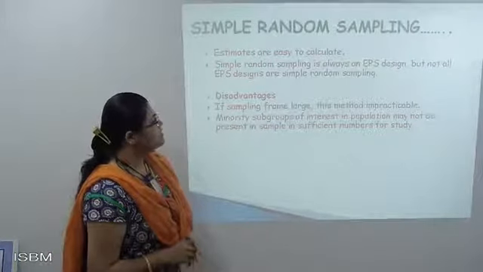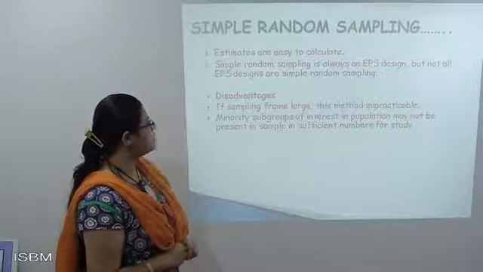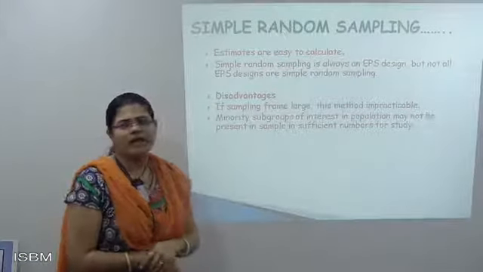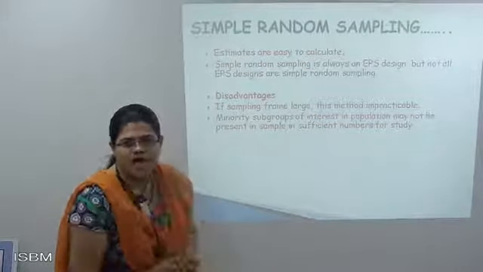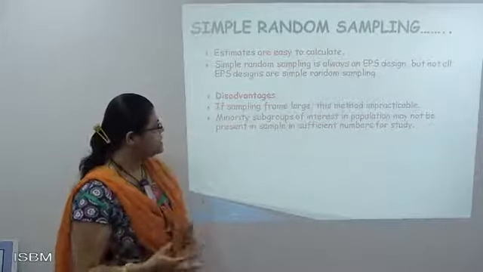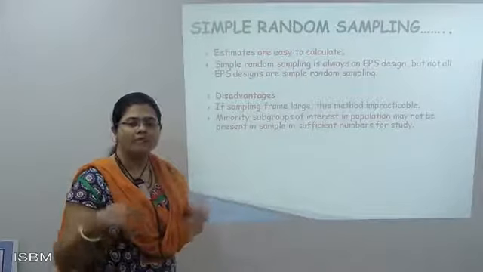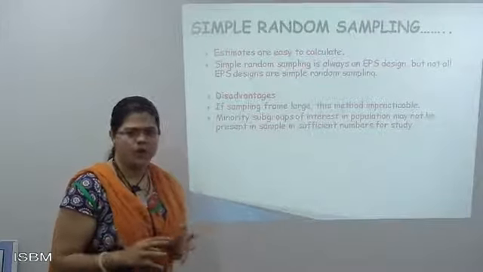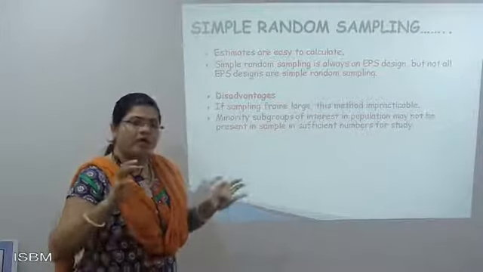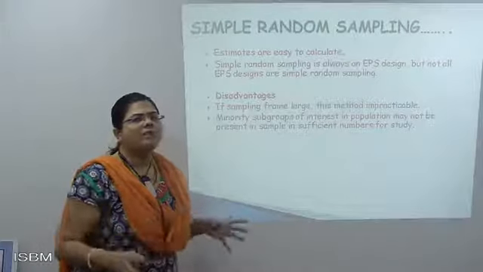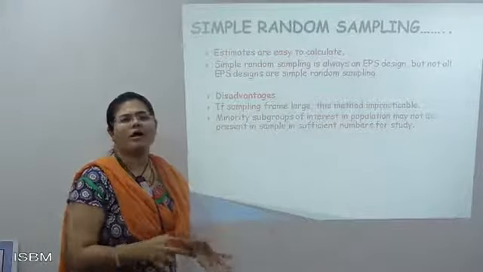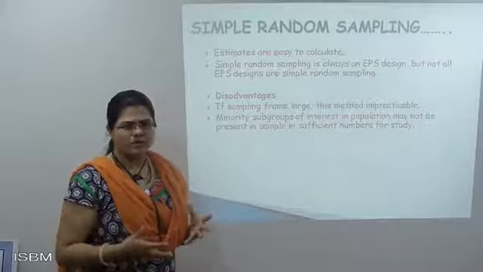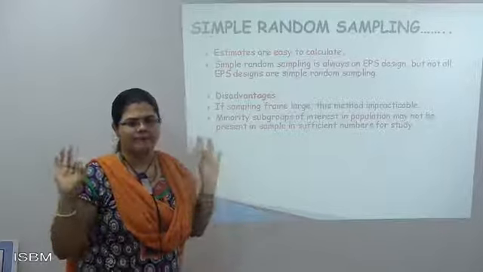Minority subgroups of interest in the population may not be present in the sample in sufficient numbers for the study. If certain minority groups or subgroups are being studied and you want to calculate more details, this sample set is not used, because it is only for small populations where all the people are equal. If all the people are equal, you only need to select randomly. That is why it is called simple random sampling.